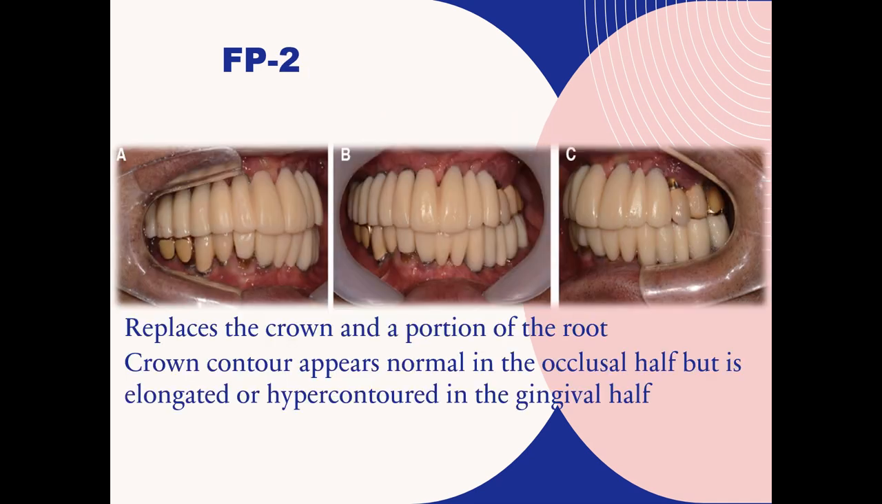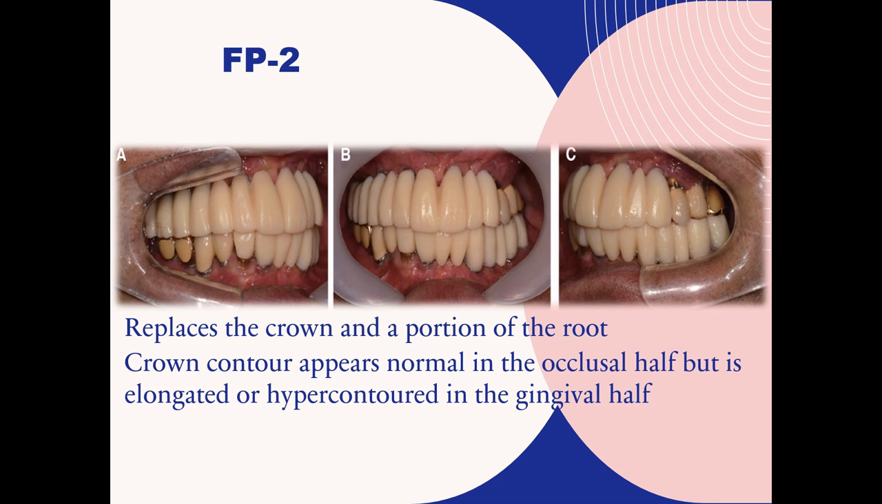Next, the FP2 prosthesis, which restores the anatomical crown and a portion of the root of the natural tooth. So here the crown contours appear normal in the occlusal half, but it's elongated or hypercontoured in the gingival half. That is, FP2 prosthesis has longer clinical crowns than healthy natural teeth, and patient and clinician should be well aware of this fact from the onset of treatment.